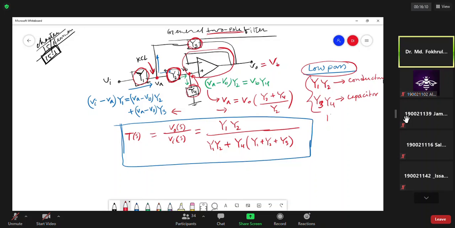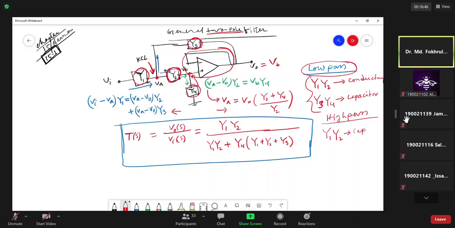Then if we want to get the high pass, what will happen? According to our previous discussion, if we change the places of the capacitor and conductance or resistor, we can get the high pass. So if we want to get high pass, the elements Y1 and Y2 should be capacitors.